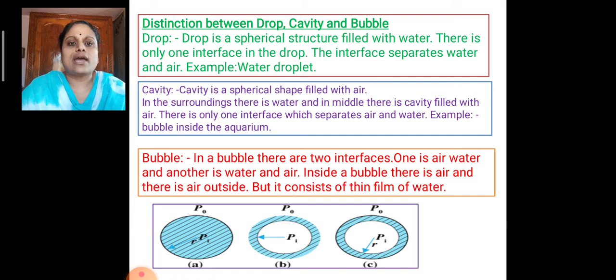Now let us come to a cavity. A cavity is a spherical shape filled with air. In the surroundings there is water and in the middle there is a cavity filled with air. There is only one interface, which separates air and water. This is figure B, which is an example of a bubble inside an aquarium.